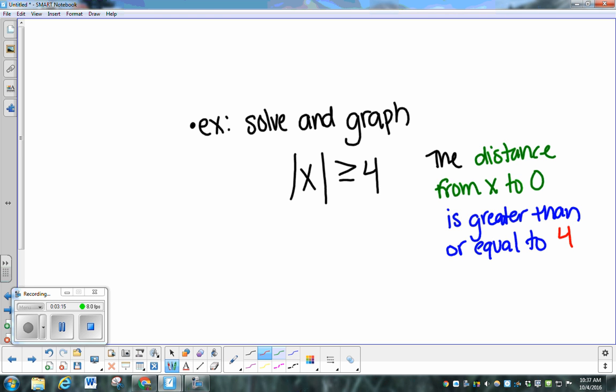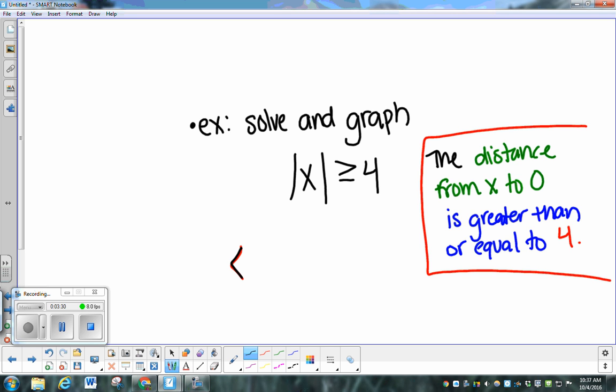Now, you guys aren't going to have to write this every time. I just think it's easiest to think about it this way rather than try and memorize what your answer should look like. So now what we're saying, if we look at this on a graph, is that if we're looking at what x is, it has to be at least 4 units away from 0. So it might be 4 units in the positive direction away from 0, or it might be 4 units in the negative direction away from 0.